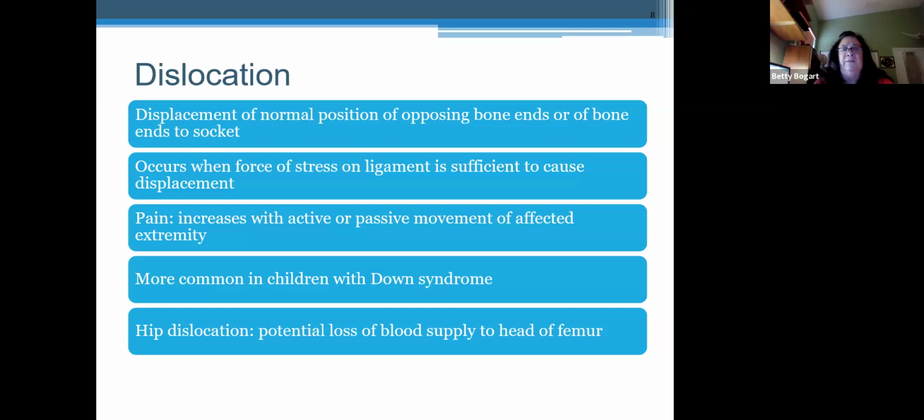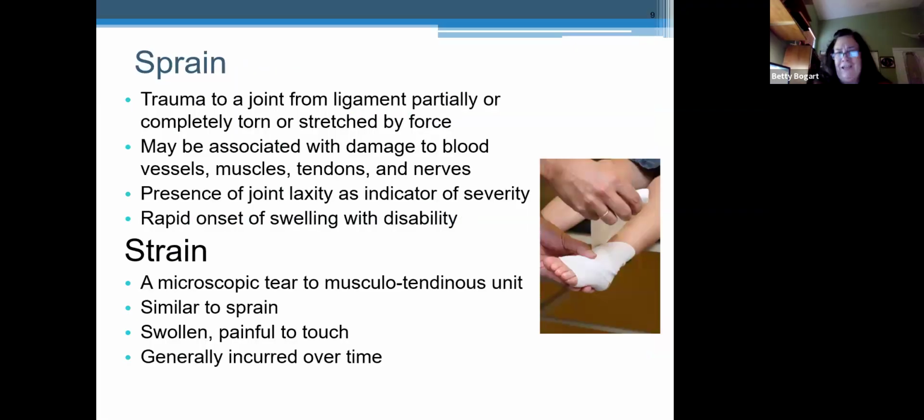So what is our goal in dislocation? Well, before we can get it fixed, it's always checking neurovascular signs again. And then after it's fixed, okay, it's also checking them, making sure that we have it in good alignment. And if we have to place any sort of casting, checking for circulation. You're going to see this all along.